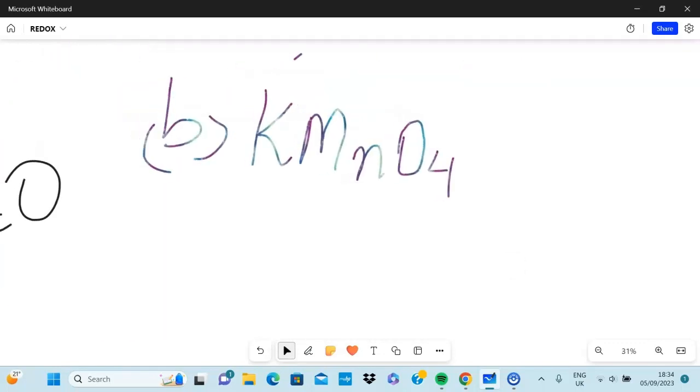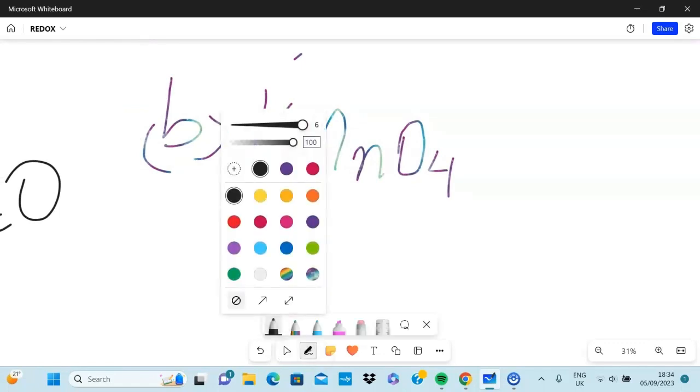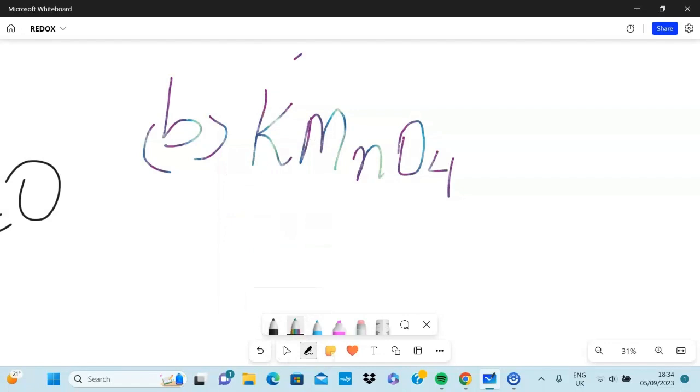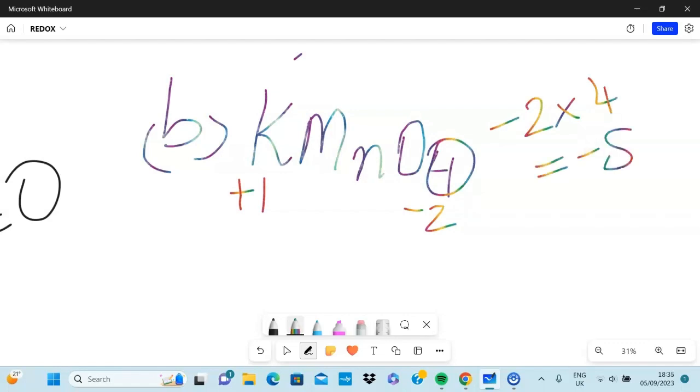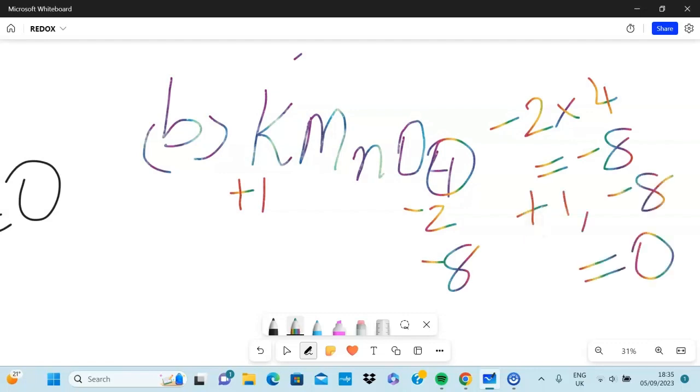KMnO4, your best friend, potassium permanganate, alright? So potassium permanganate, we know the purple compound used for titrations, I'll come back to those soon. Potassium is in group 1, so that's plus 1. We know oxygen is always minus 2, but there are 4 oxygens here, so I have to account for that. Minus 2 multiplied by 4 is minus 8. So plus 1 minus 8, these should add up to 0.